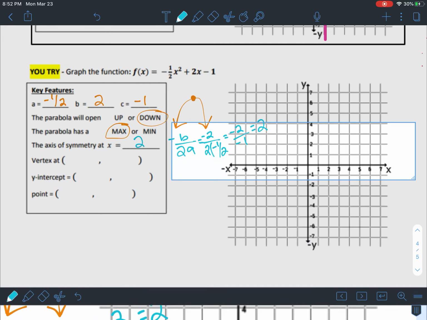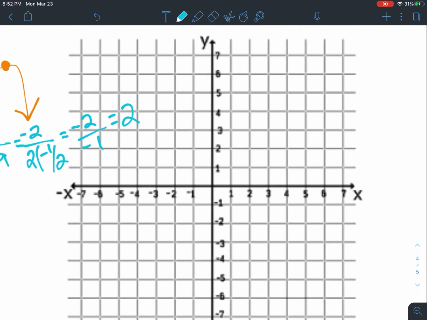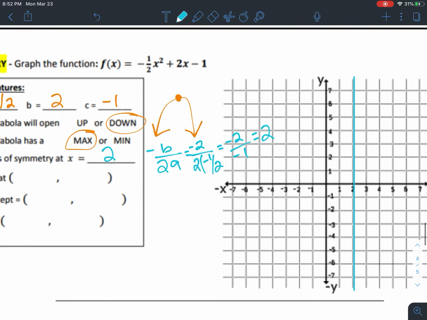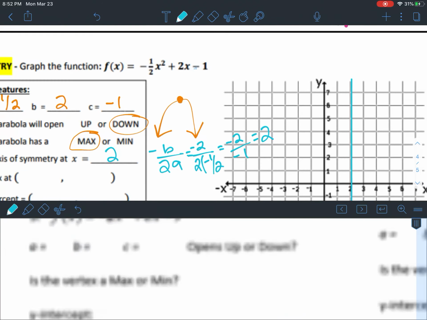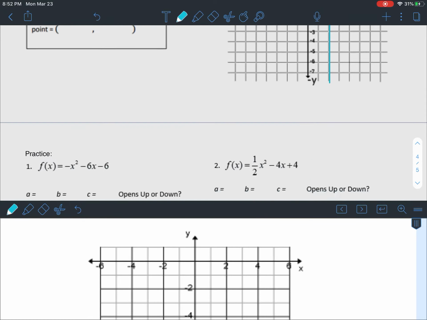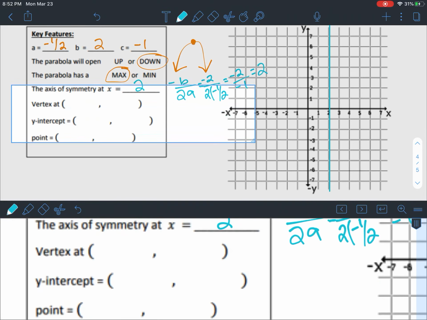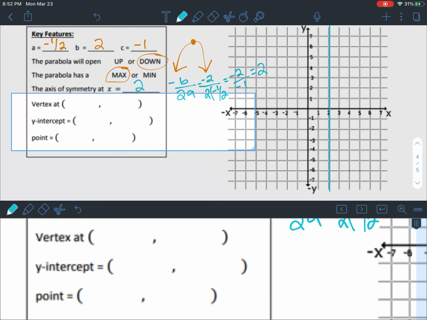So I did that work over here in this blue. So I'll come over here and I'll graph that in blue as well. So this happens at x equals 2. That is my axis of symmetry. Why does that keep doing that?